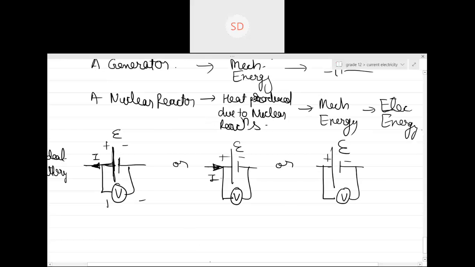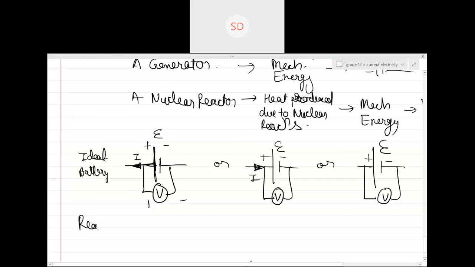I have not discussed the definition in parallel yet, but for a real battery... So could you repeat the case of the ideal battery? In the first case, current is supplied by the battery, current is supplied to the battery, and no current is supplied. So in every case, whatever the potential difference across the terminals of this battery, that will be termed as the EMF of this battery.